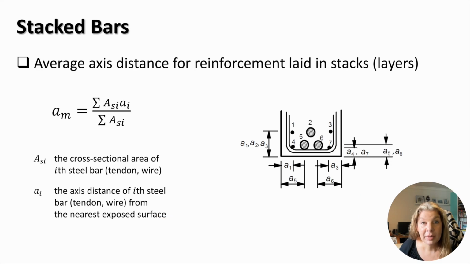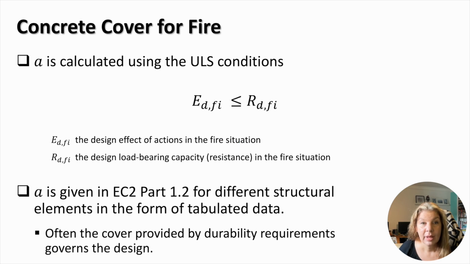When the reinforcing concrete bars are stacked, that is, positioned in layers, the concrete cover for fire is calculated as the distance from the nearest exposed concrete surface to the centre of gravity of the stacked bars using the following formula. The concrete cover for fire is defined based on the condition that design effect of actions in the fire situation is smaller than the design load bearing capacity of a structural element in the fire situation. The concrete cover for fire is provided in tabulated form in Eurocode 2, Part 1.2 for different structural elements. It should be noted that the nominal cover provided by the durability requirements often governs the design.